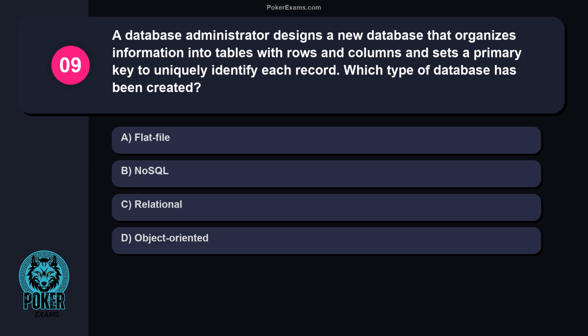Question 9. A database administrator designs a new database that organizes information into tables with rows and columns and sets a primary key to uniquely identify each record. Which type of database has been created? Flat file, NoSQL, relational, object-oriented.